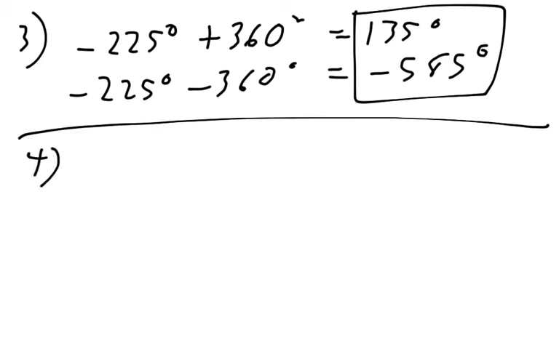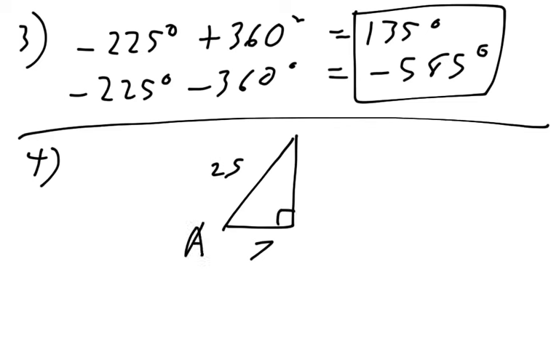In problem number 4, we're given this picture where this is 25 and this is 7 and this is angle A, and here's my right angle, and we need the sine, cosine, and tangent of letter A. Well, I start out by labeling this as the hypotenuse, and since this is angle A, this would be the opposite, and the leftover one is the adjacent.